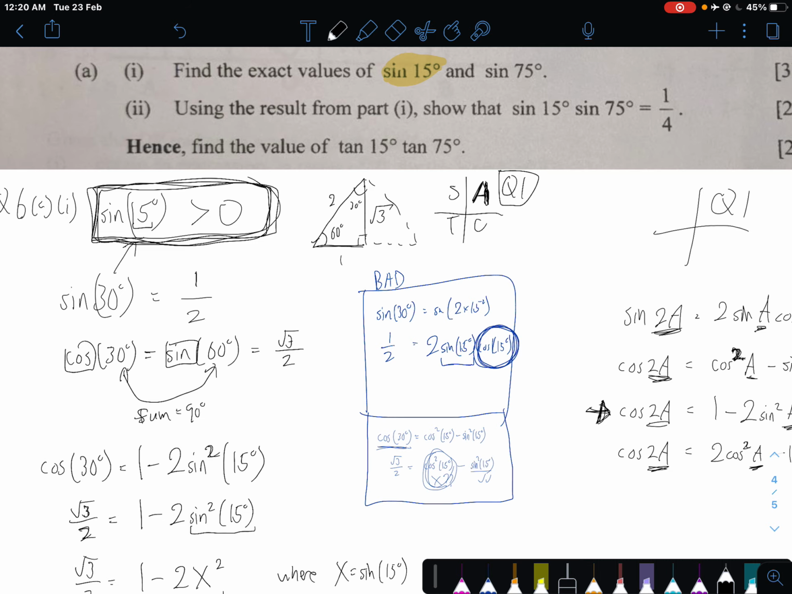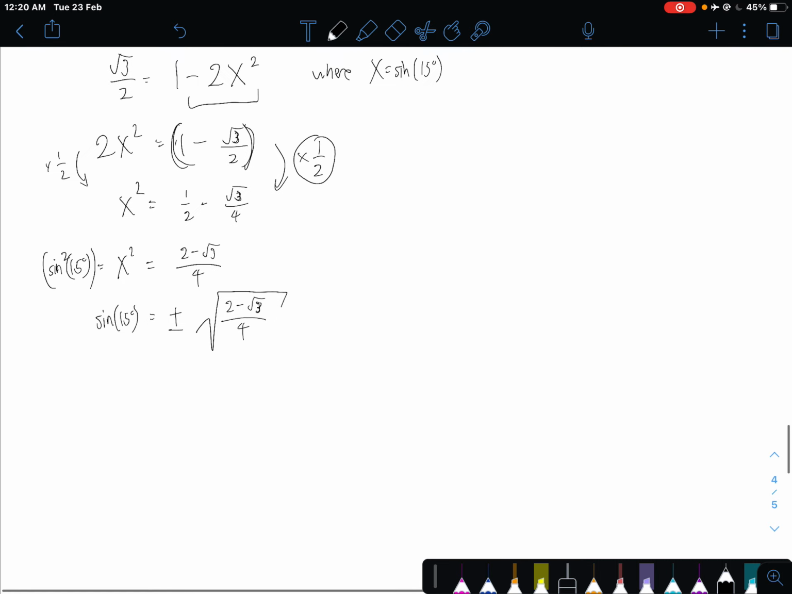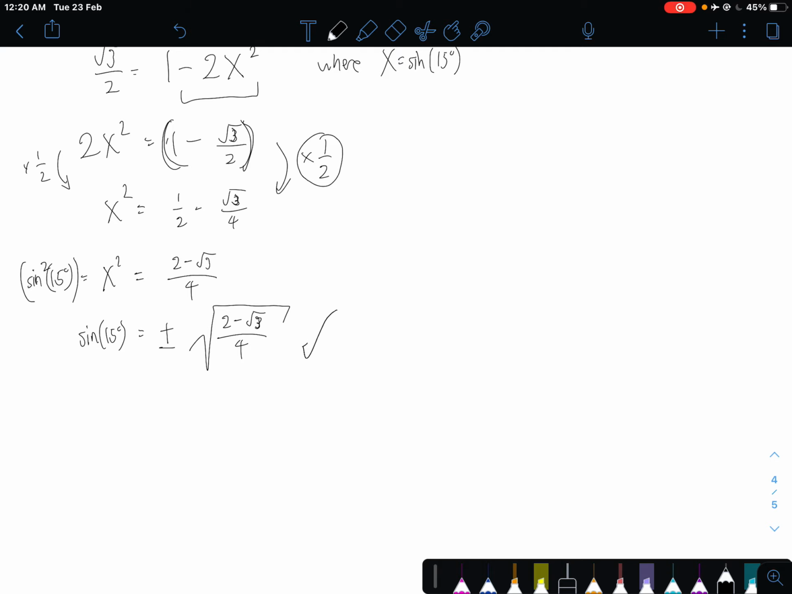But in this case, sine of 15 degrees is positive, so let's go back to what we have found so far. We found that there's a positive and a negative root because we are taking the square root. That's a standard rule. But because sine 15 degrees is positive, 15 degrees being in Q1, therefore sine of 15 degrees is equal to the positive square root of 2 minus root 3 over 4. Whole thing take the square root. Positive root. Done.